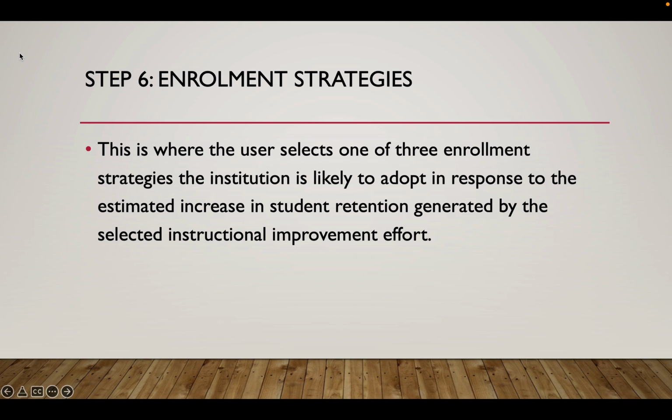And then finally, step 6 is the enrollment strategies. This is where the person conducting the ROI selects one of the 3 typical enrollment strategies used specifically within the American Council of Education's process. Then you choose one that your institution or school is likely to adopt, and you use this as the goal for the estimated increase in student retention generated by the improvement efforts.